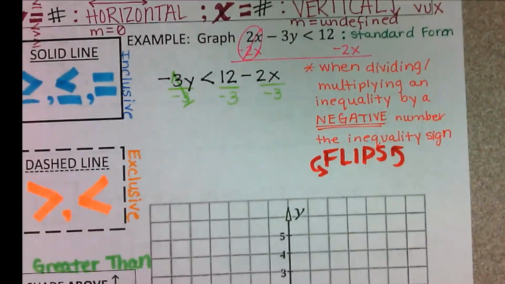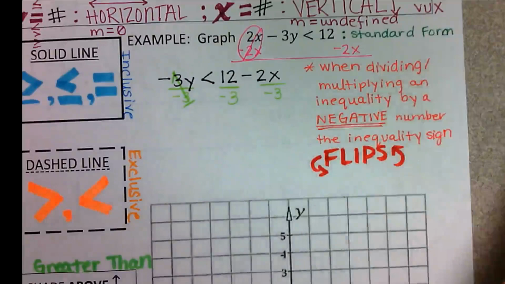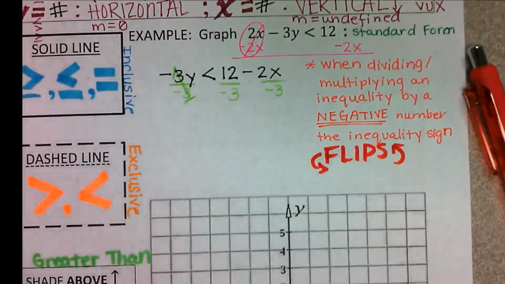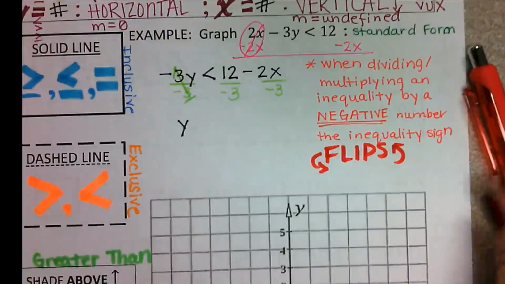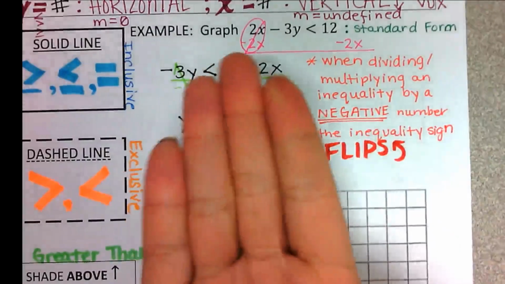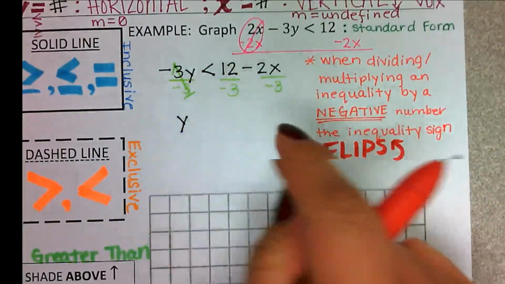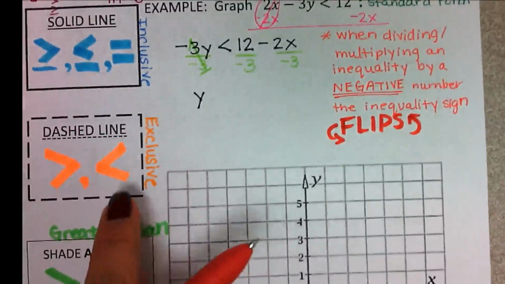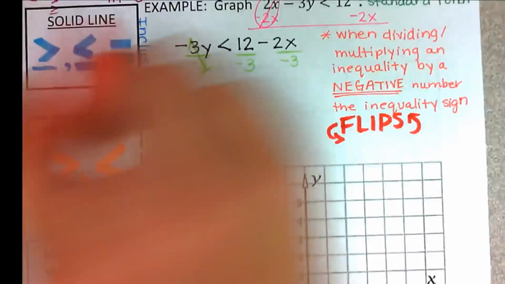All right, so since I divided by a negative here, this symbol will flip. So now instead of y is less than, I literally take this symbol and just flip it over. It's not going to change whether it's inclusive or exclusive, it's going to change it from a less than symbol to a greater than symbol.